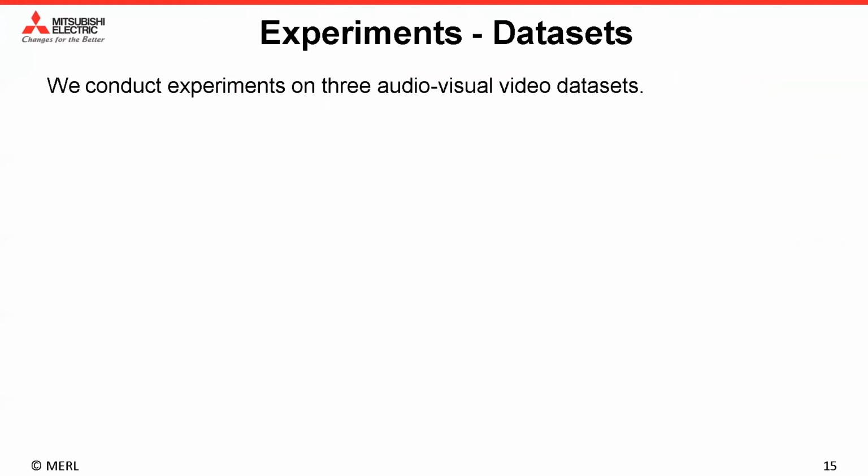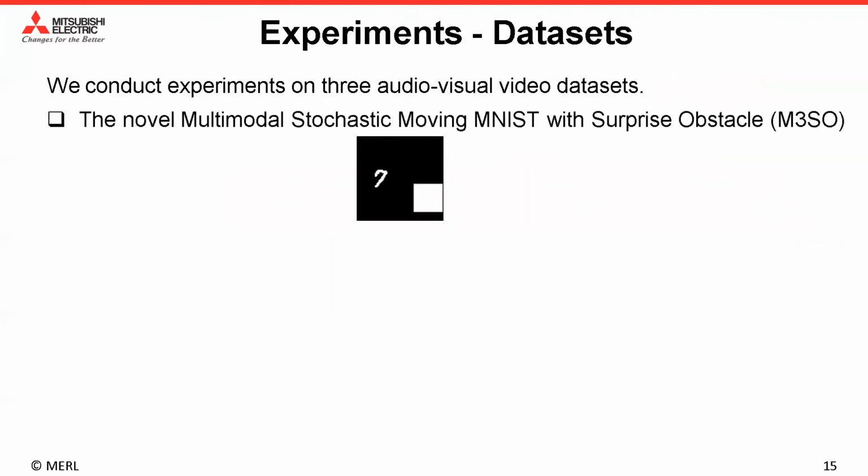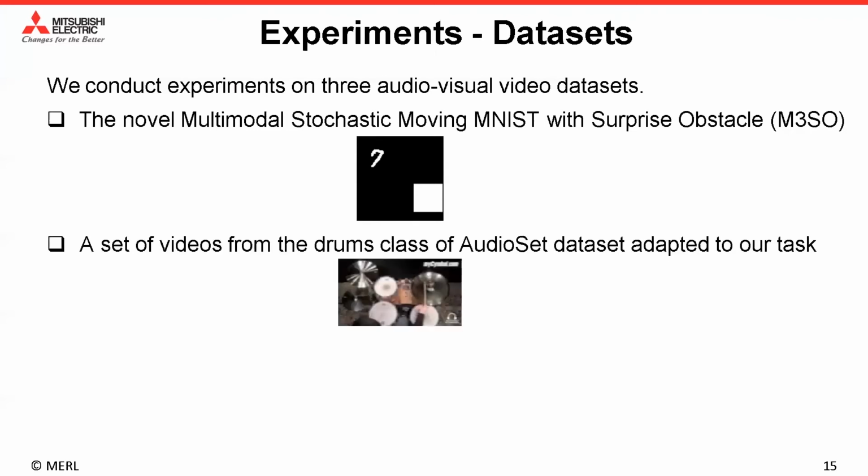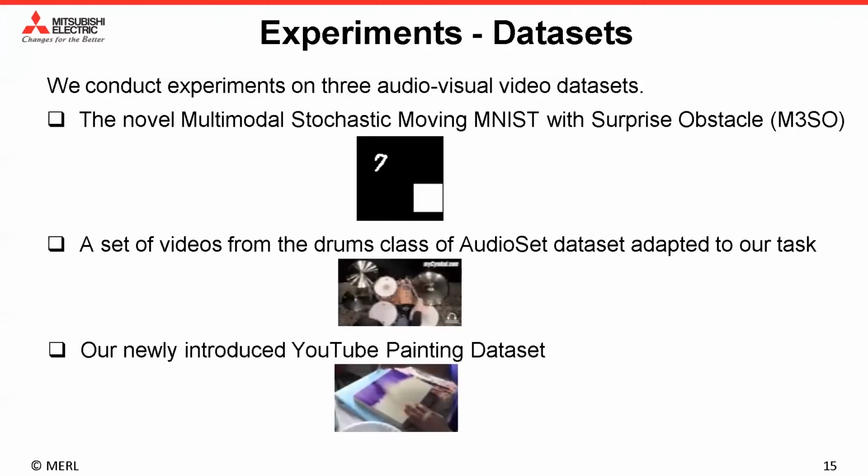We conduct experiments on 3 audiovisual datasets. The first one is called the Multimodal Stochastic Moving MNIST with a surprise obstacle. The details of this dataset are introduced subsequently. The next one is a set of videos from the drums class of the existing AudioSet data. The final dataset consists of a set of newly introduced painting videos crawled from YouTube.